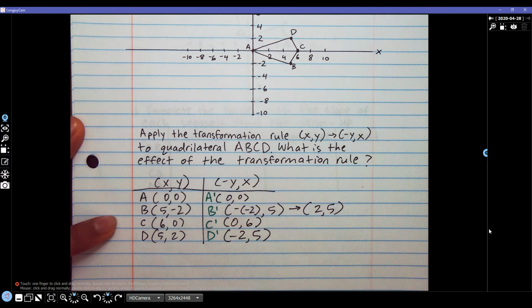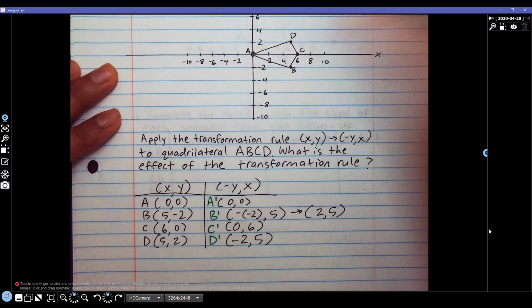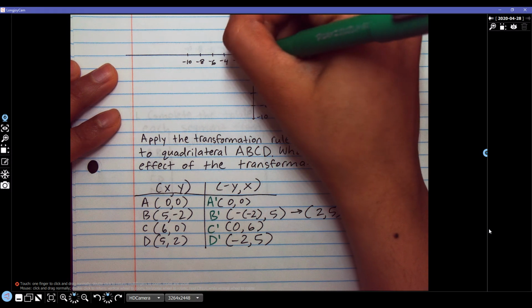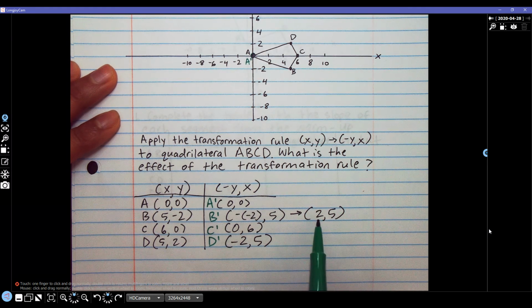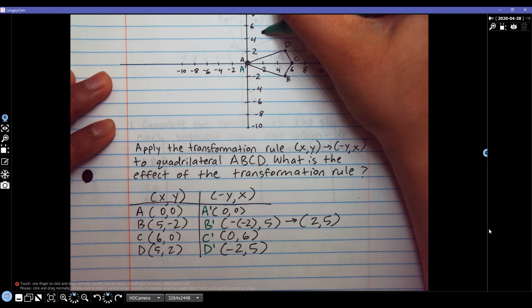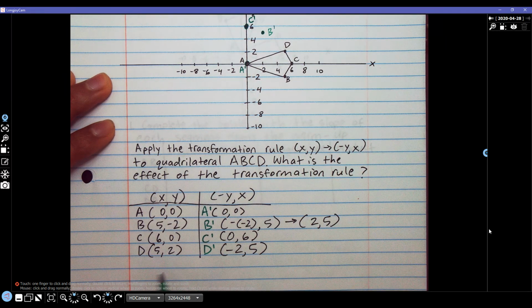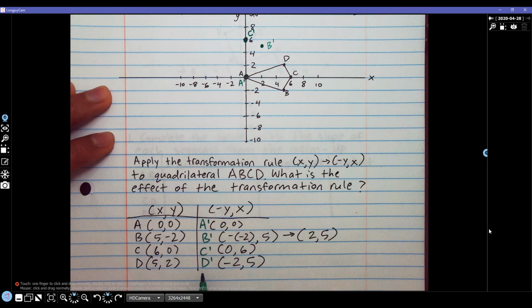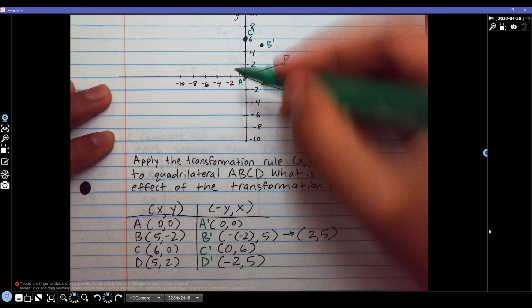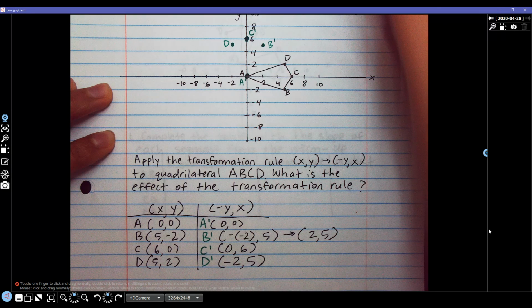All right, so let's plot these points. A prime is at (0, 0), so I'm just going to keep this here and label it A prime. B prime is at (2, 5), so let's go over 2 and then up 5, so right about there. C prime is at (0, 6). And then we've got D prime at (-2, 5), so over -2 and then up 5. All right, so I'm going to connect these points.